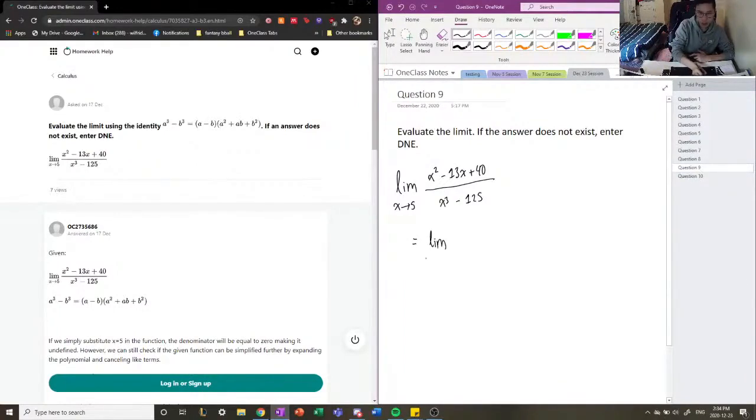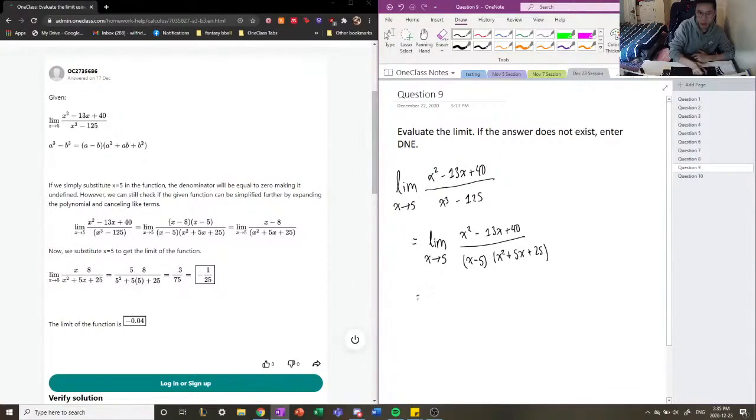So this is equal to the limit as x approaches 5. If we use the sum of cubes here, we know that the denominator can be alternatively written as x minus 5 times x squared plus 5x plus 25. Okay, we can alternatively write our denominator as this.